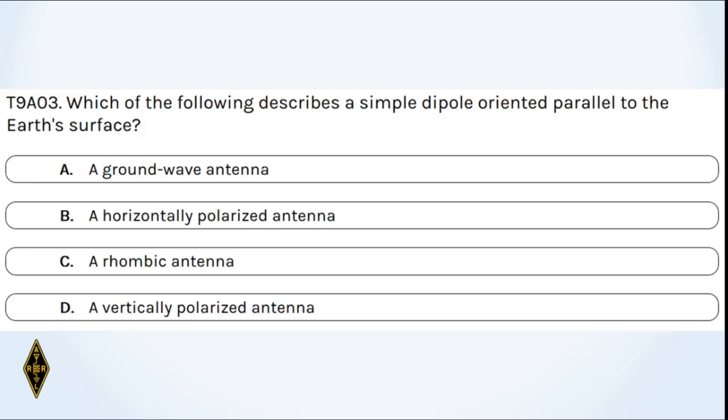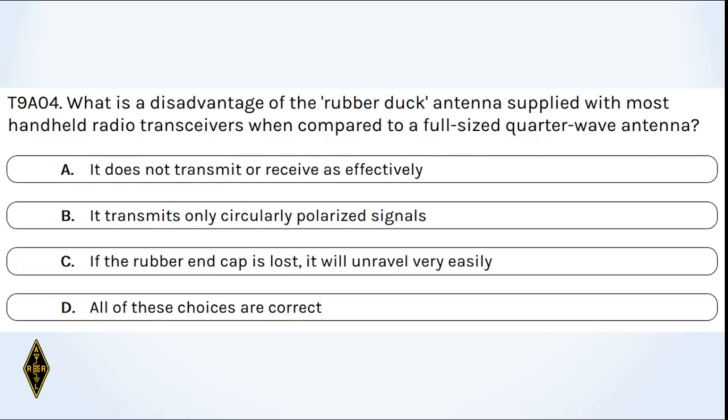And which of the following describes a simple dipole oriented parallel to the Earth's surface? A horizontally polarized antenna. And what is the disadvantage of the rubber duck antenna supplied with most handhelds? It doesn't transmit or receive as effectively as a full-sized quarter wave. Yep. I like that if the rubber end cap is lost, it will unravel.